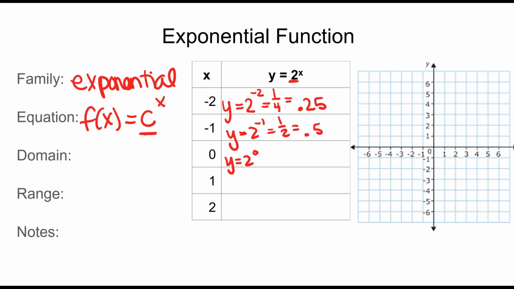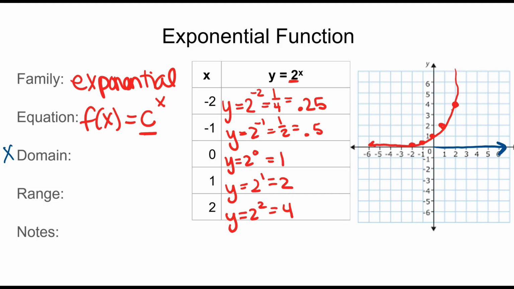2 to the 0 is not 0, that's 1. Thinking back to our exponent properties, we've got 2 to the first power is 2. 2 to the second power is 4. Graph this really carefully. We've got -2, 0.25; -1, 0.5. And the way this graph looks is it kind of comes down, it gets really close, but it doesn't actually touch that x-axis.